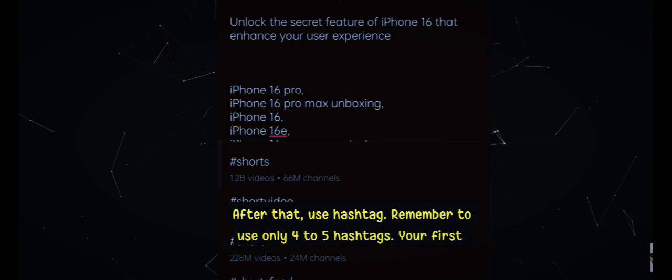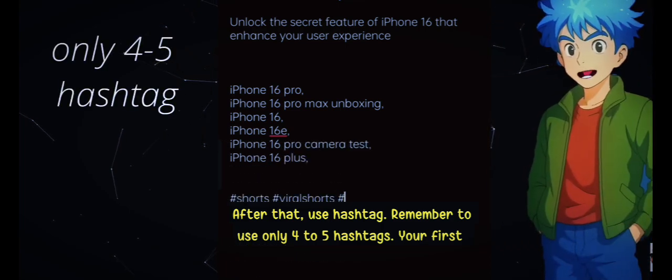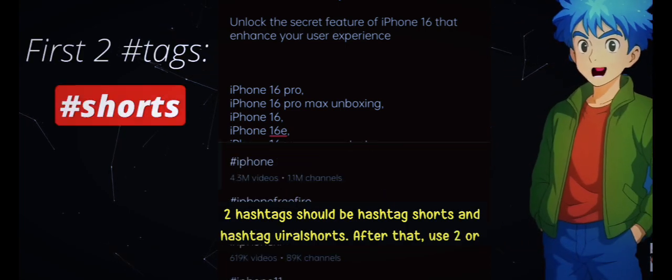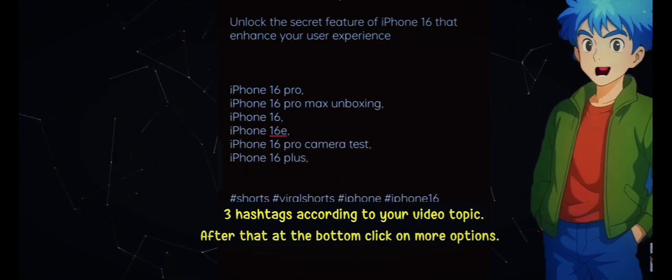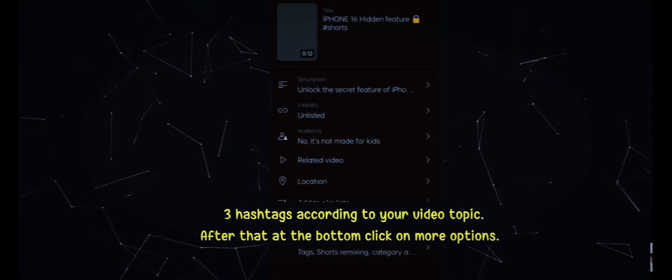After that, use hashtags. Remember to use only 4 to 5 hashtags. Your first 2 hashtags should be hashtag shorts and hashtag viral shorts. After that, use 2 or 3 hashtags according to your video topic. After that, at the bottom, click on More Options.